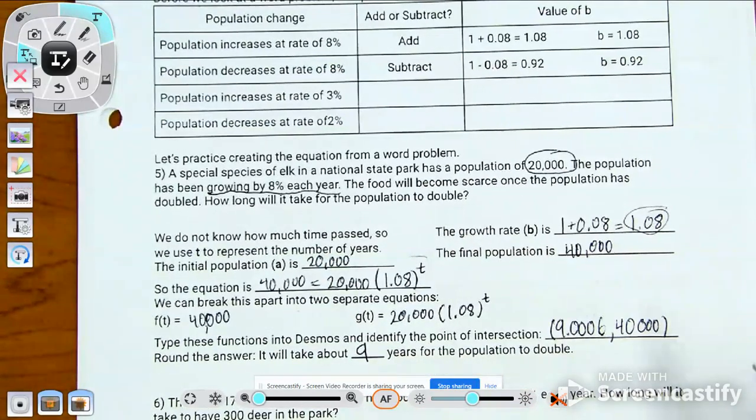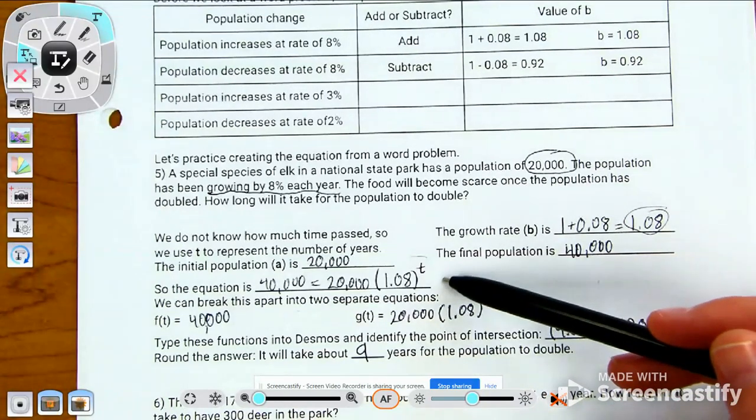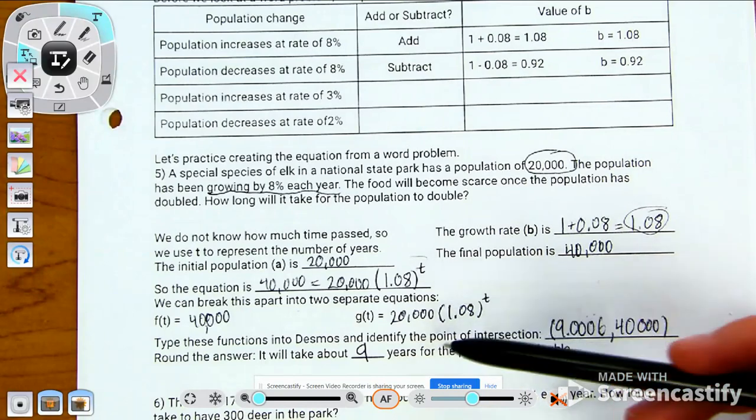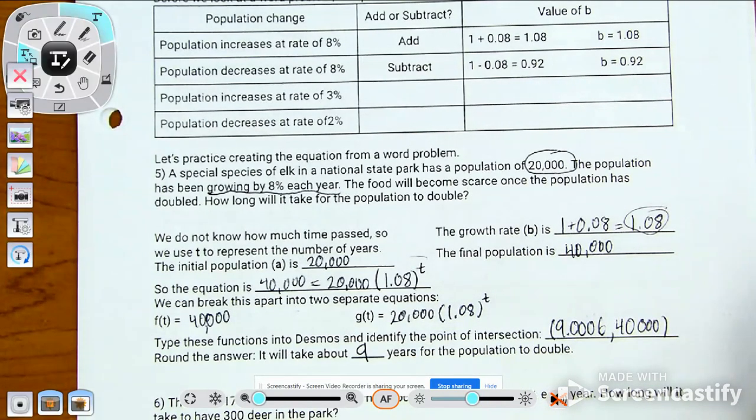So this is an example of how we can take a word problem, create an exponential equation from this, and still solve it to figure out the solution, even though we needed to round it.